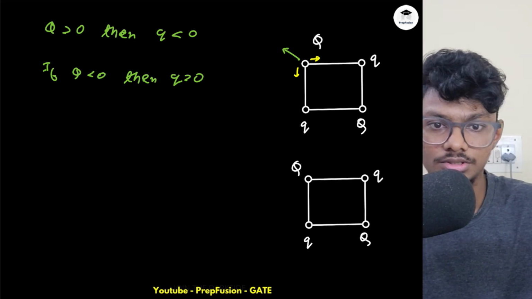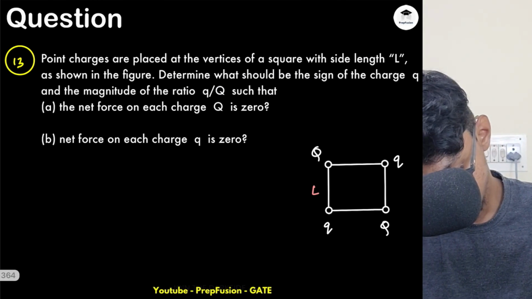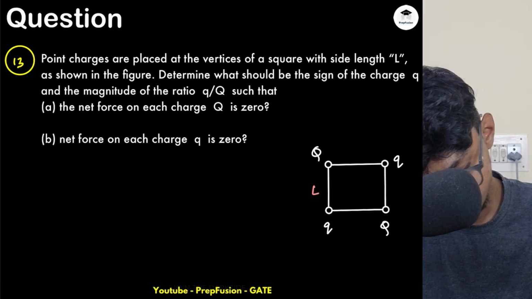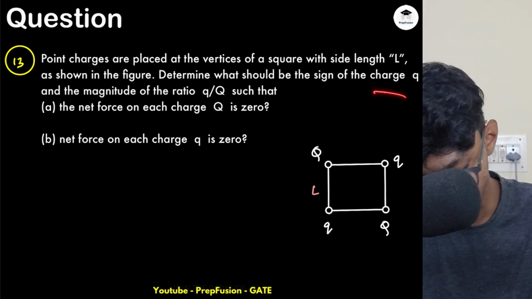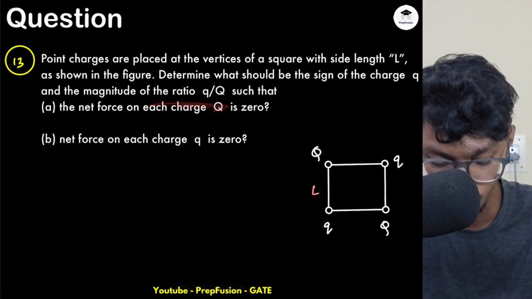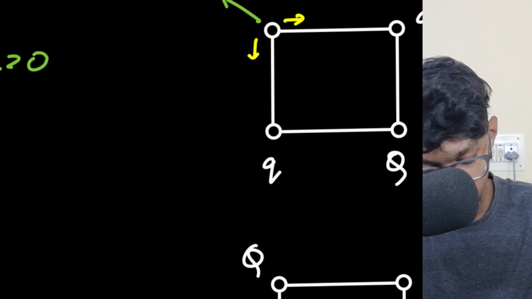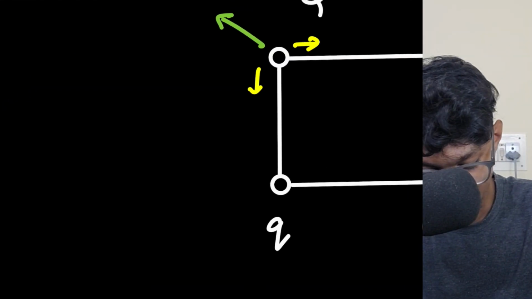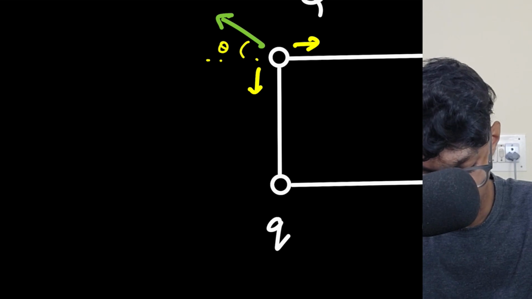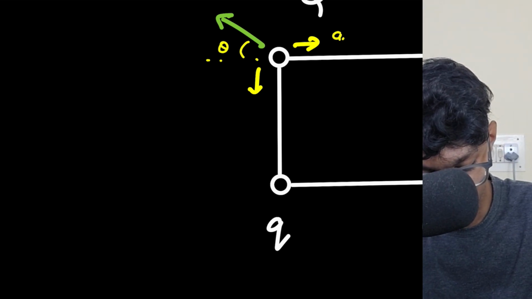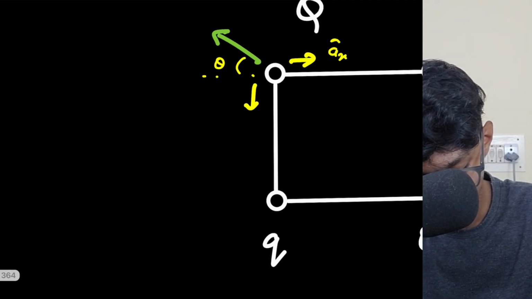This much we know. So what are they asking us? We have to find out the sign of Q. Now we have to find out the magnitude of the ratio Q by q. So how do we find the magnitude of the ratio? One thing I know, let's assume this as theta. Let's assume this direction as a x cap and this as a y cap.